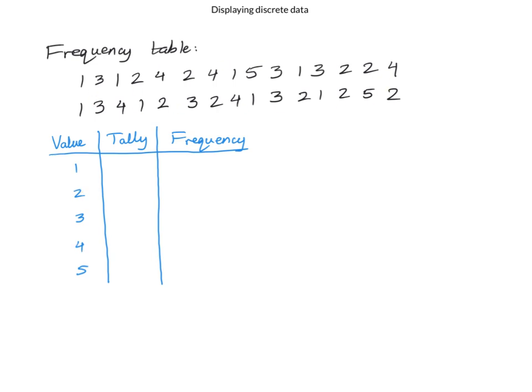And then a tally where I keep track of how many of these show up, and then finally the frequency. Frequency is how many times each of them shows up. So what we do is we go through the list and we cross them off one at a time, and we keep track of how many of each we've gotten. For example, here's a 1, so I tally 1. Here's a 3, so I tally 3. Here's another 1, so I tally 1.